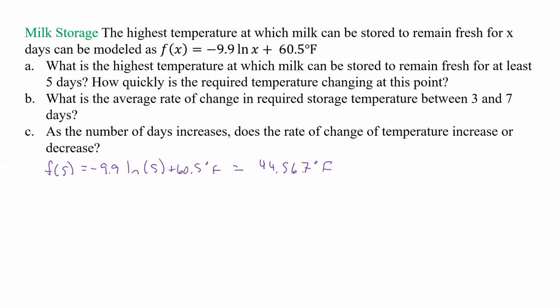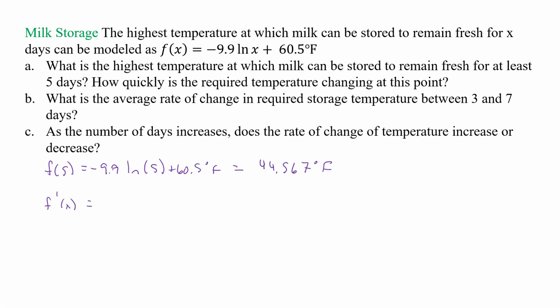So we don't really probably need that many decimal places, but I'm just going to have it because I've seen below, what's the average rate of change? And so I need to have f of 5 to get that average rate of change. Okay, so what's the next question? How quickly is the required temperature changing at this point? Well, that means I have to find f prime of x, and then after that, plug in a 5.